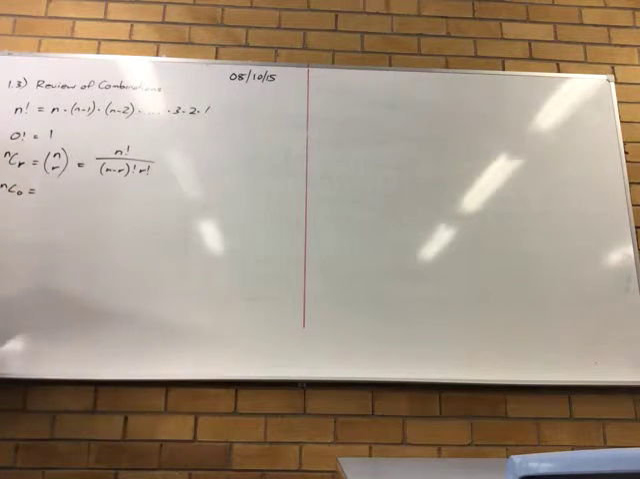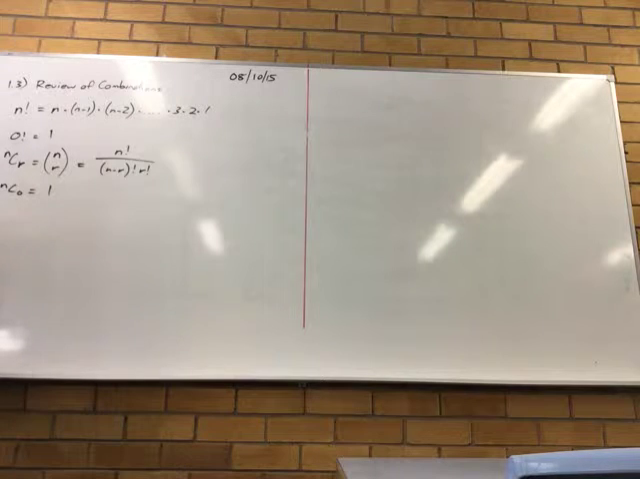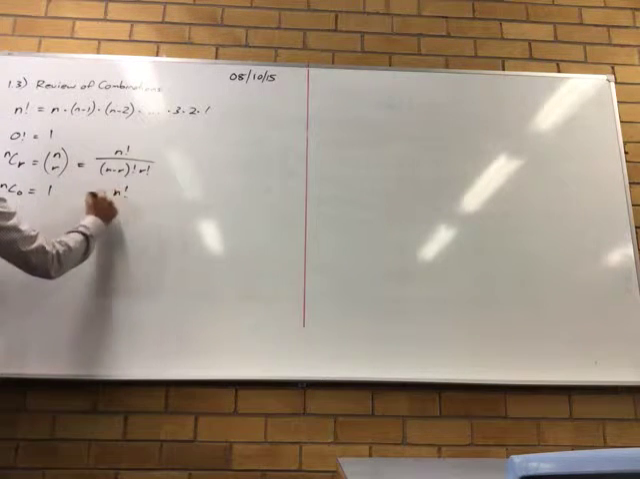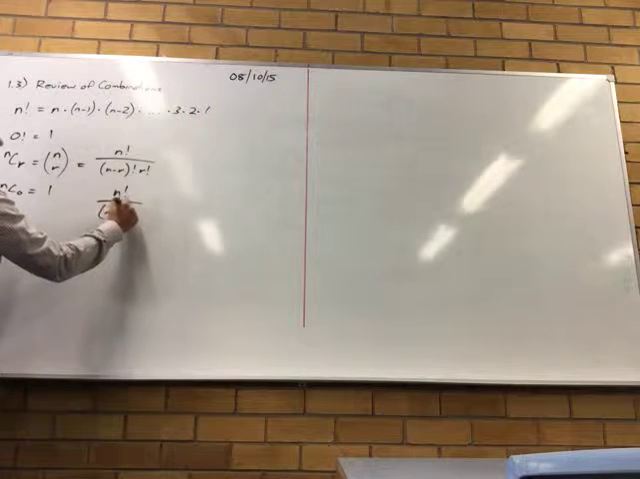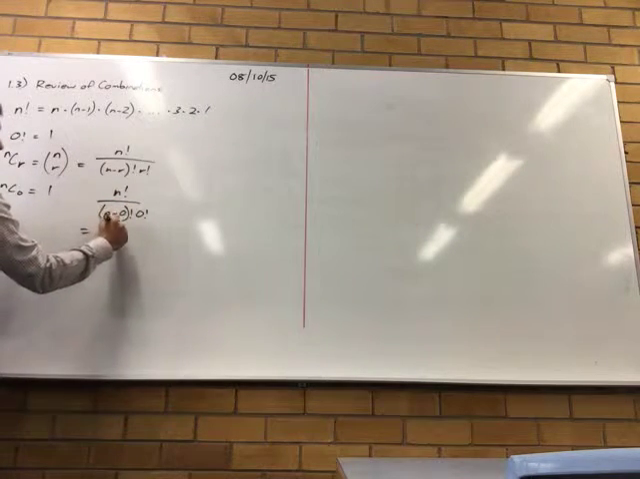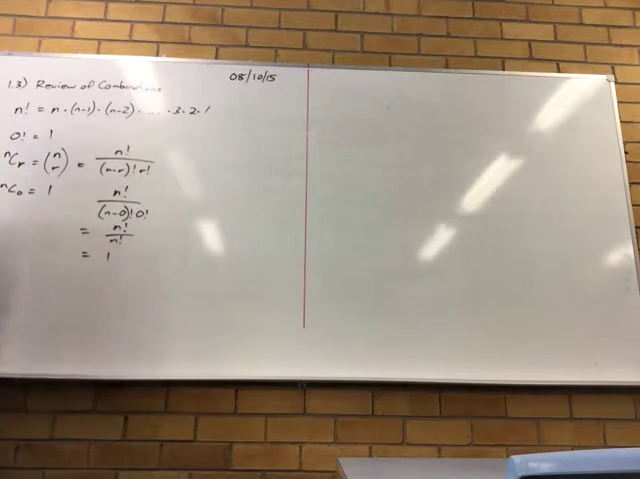nC0 is, okay, so nC to the power 0, it's nC0. Remember this is your n factorial over n take away 0 factorial times 0 factorial. So it'll be n factorial over n factorial, because 0 factorial is 1, and that's of course 1. That's why that works.